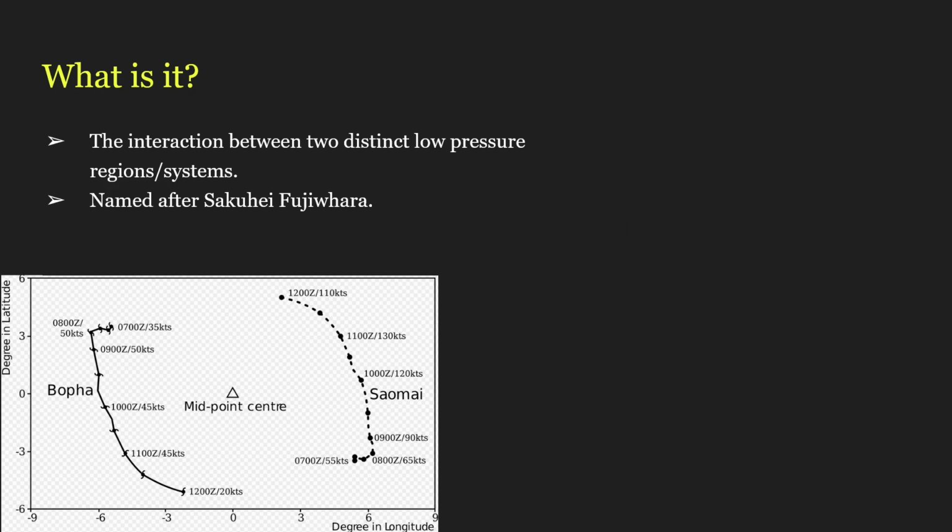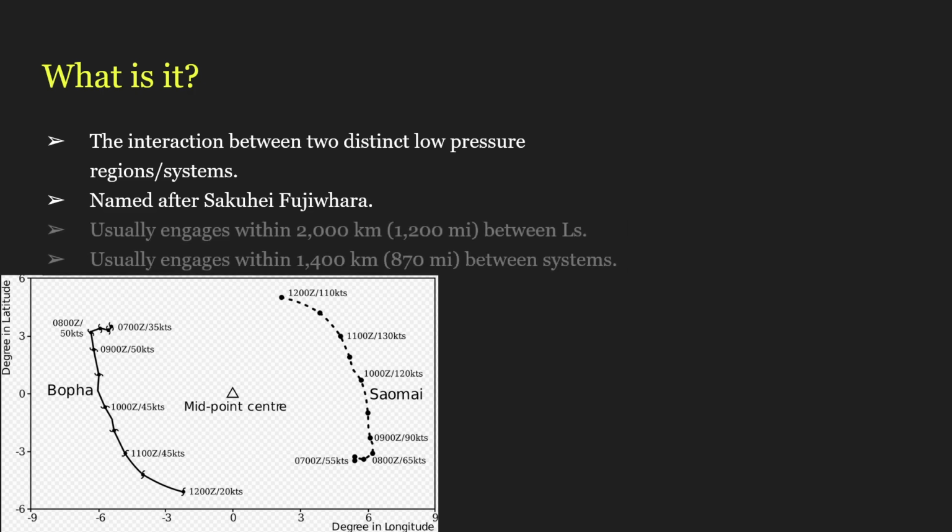Well, first off, it's named after Sakuhei Fujiwhara, a Japanese meteorologist, and is the interaction between two distinct low pressure regions or low pressure systems. You most commonly will see this with tropical systems. However, low pressures, so non-tropical systems, can interact in this way as well.